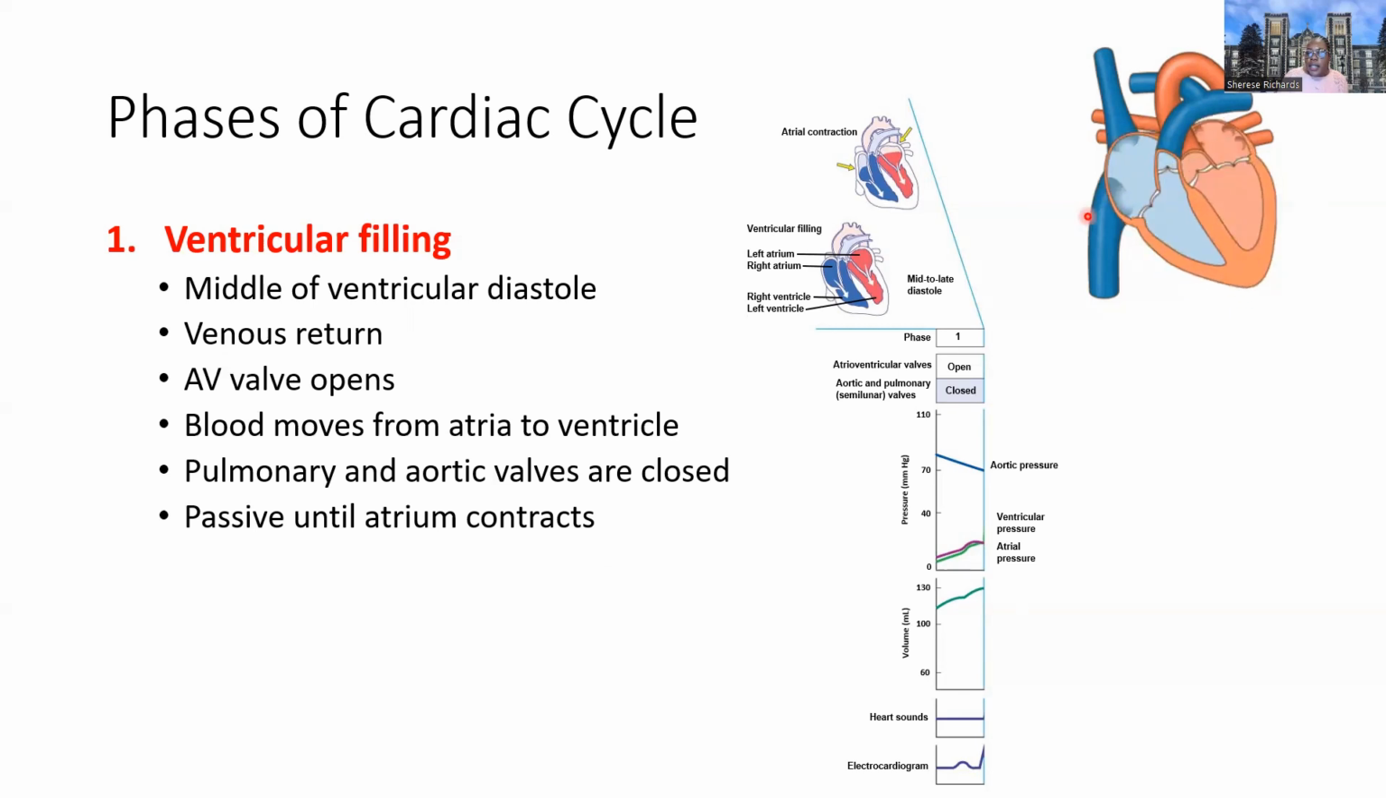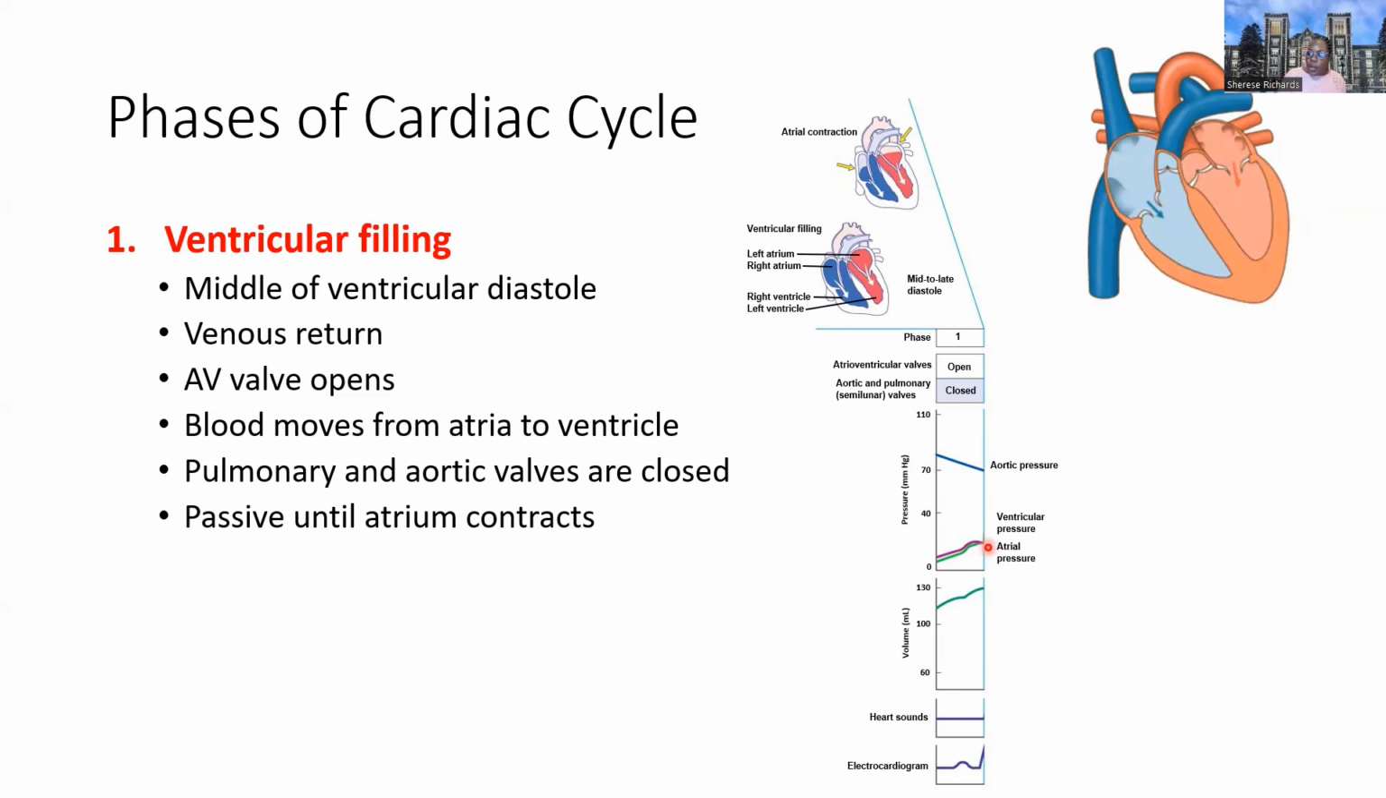Okay. Now, if we think about what's happening in terms of our valves and our pressures and volumes, we're going to talk about this again later, but we want to start to begin connecting this. So AV valves are open, which they have to be because the ventricle is filling. Semilunar valves are closed. The aortic pressure here is down because we're not filling the aorta, because the semilunar valves are closed. The ventricular pressure is rising.